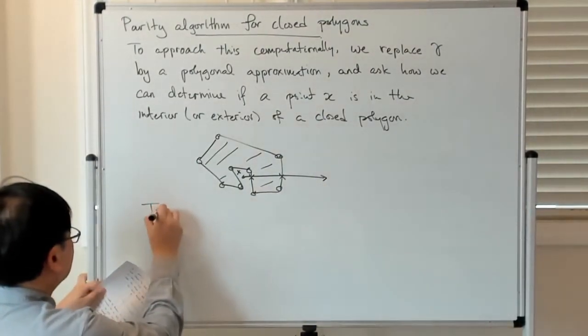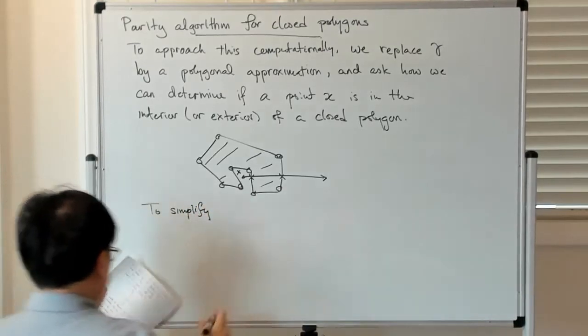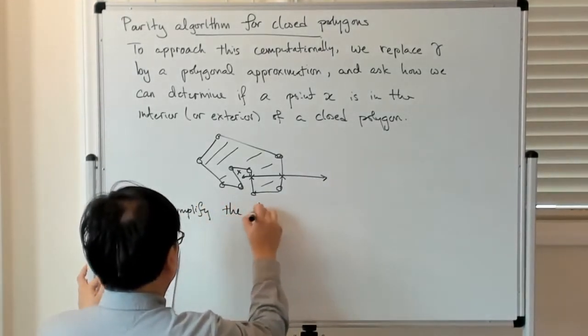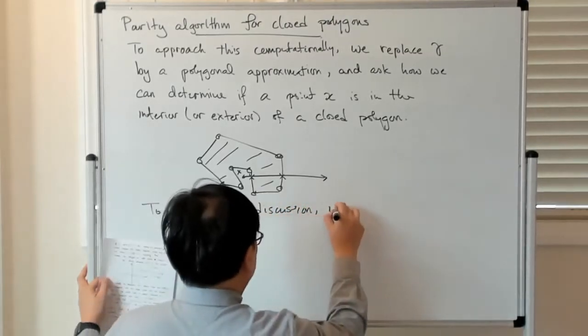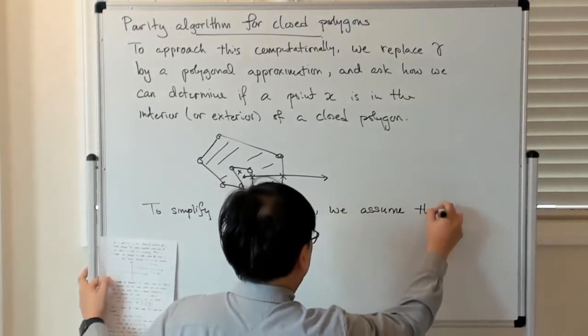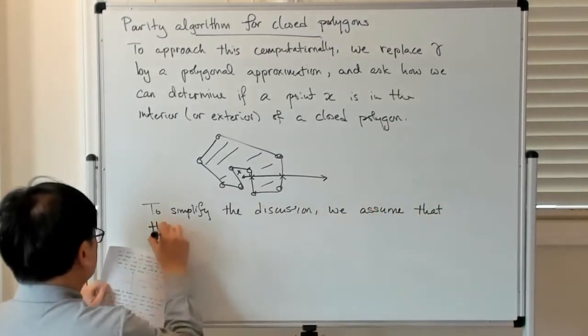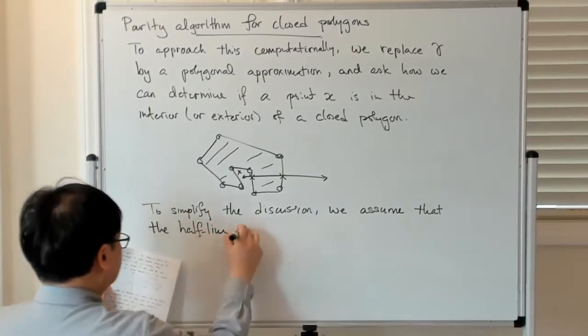So to simplify the discussion, right? We assume that the half line is horizontal.